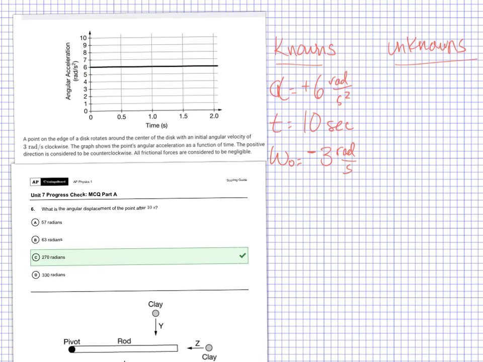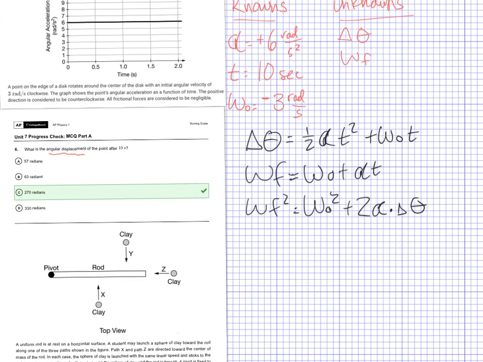For the unknowns, I'm looking for delta theta. I don't know how fast it's going to be going, the final angular velocity, but all I really need is the angular displacement. So I don't need to solve for omega final, but you could write it out. All right, so then we go to pick our kinematics equation, and if I'm looking for delta theta, that's the thing that I'm trying to find. It's in 2 different formulas, so either one of these might be a good choice.